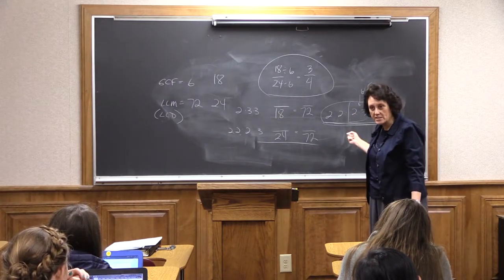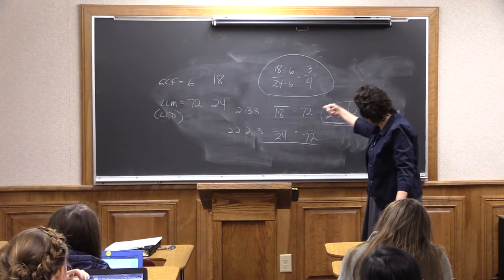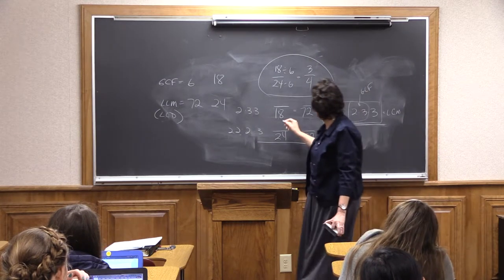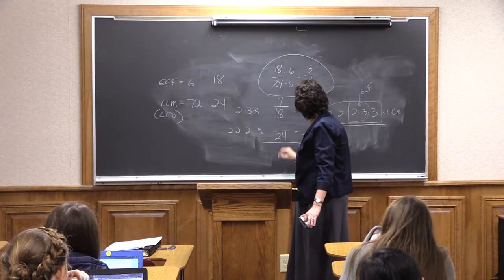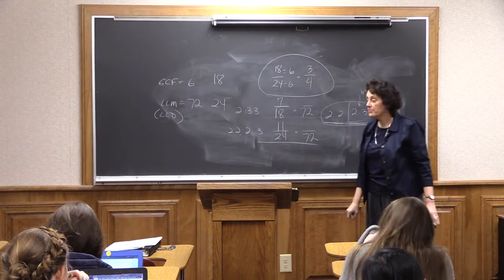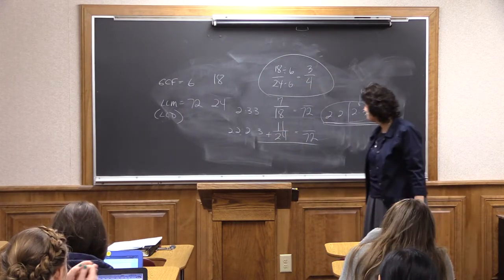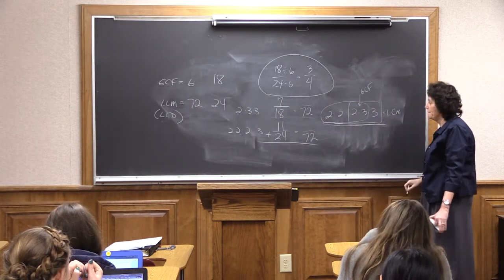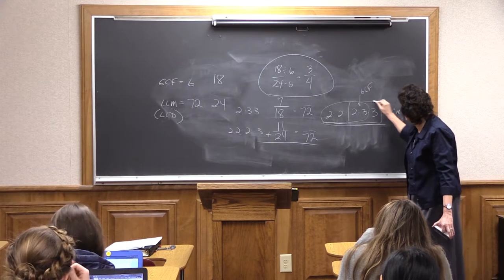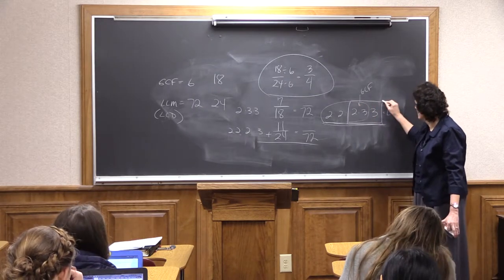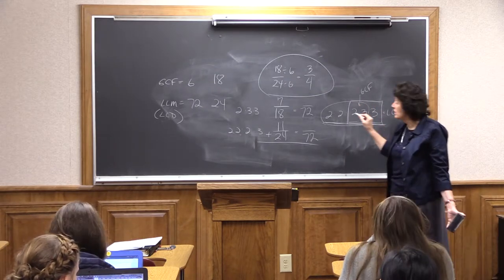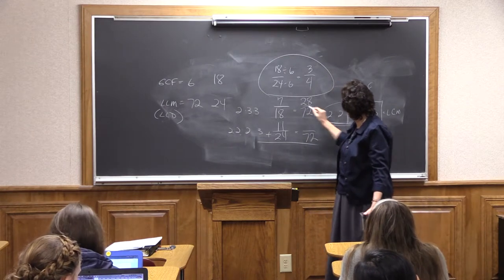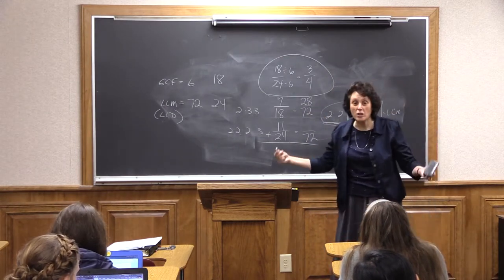You see how I chose the least common multiple, which I'm going to use for my least common denominator. So let's say I have 7/18ths and 11/24ths, and I'm supposed to add them. How many times does 18 go into 72? Here's 18. What do I need? 4. 4 times 7 is 28. This is going to help me with the problem altogether.